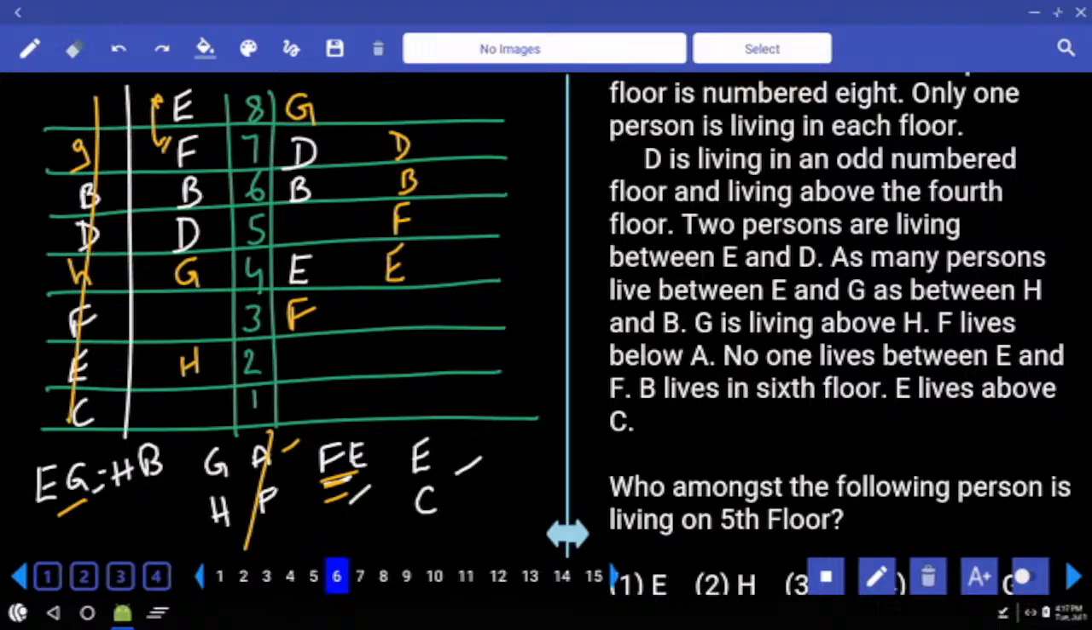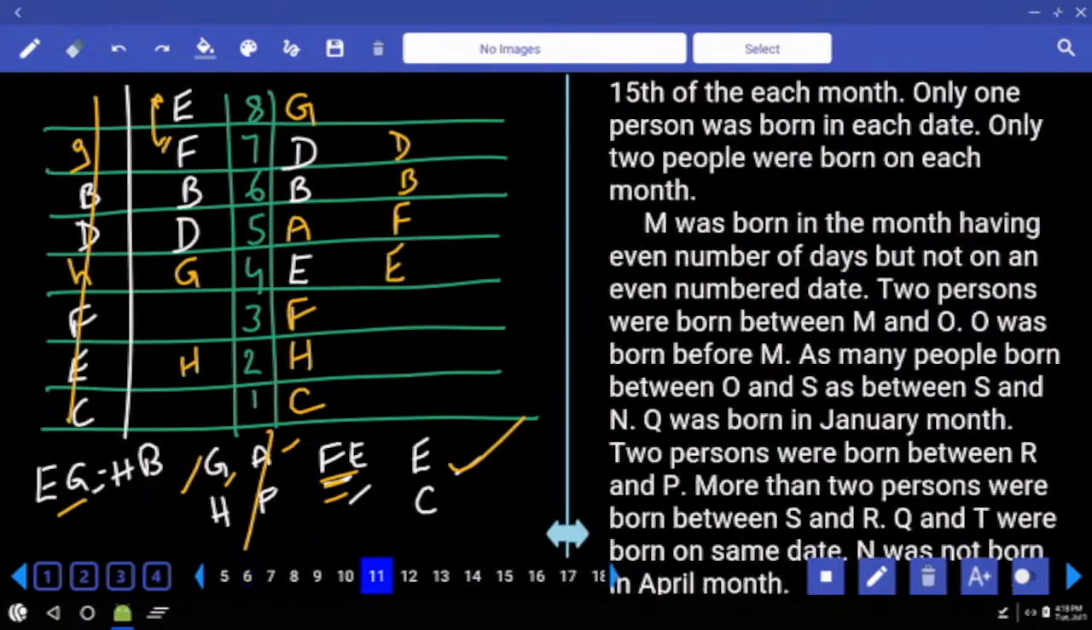Now in between E and G, how many? There are 3 people. Now between H and B, there must be exactly 3 people. Then H must be here. If H is here, G is above this H, that is fine. A is above this F, A is here, C must be here. Now E is above this C. Now this is from question number 6 to 11. Then next one, 11 to 15.